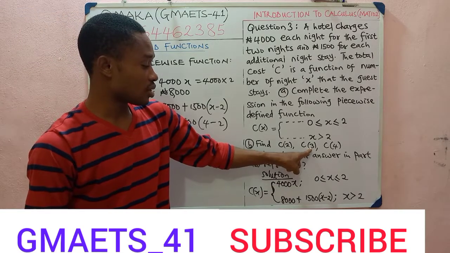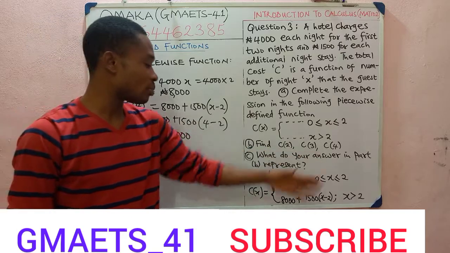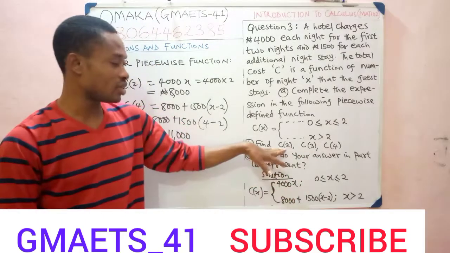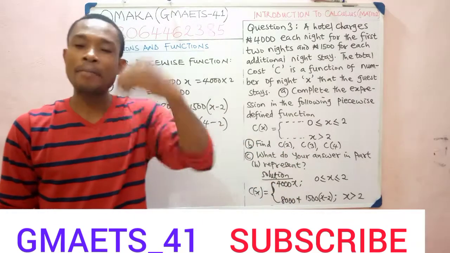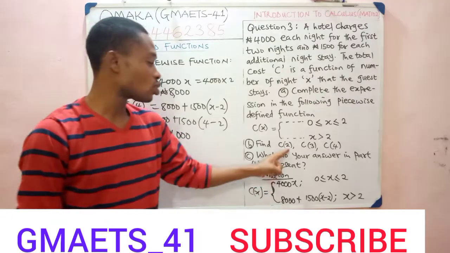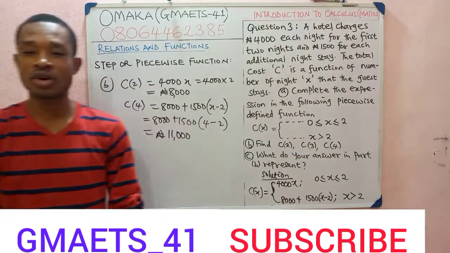You can do this yourself. But what do your answers in part B represent? Very simple. In part B, it simply represents the cost, the amount the guest will pay for 2 days, 3 days, and 4 days.